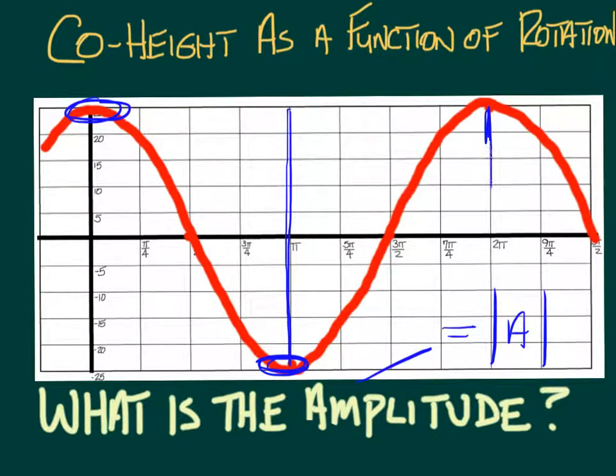Here's the distance from a max to the x-axis, or the midline if your graph is not dissected by the x-axis. Remember, you can move these graphs down and up to where they're not even passing through the x-axis. So it's the distance from a maximum point to the midline, or it's the absolute value of the distance from a minimum to the x-axis.